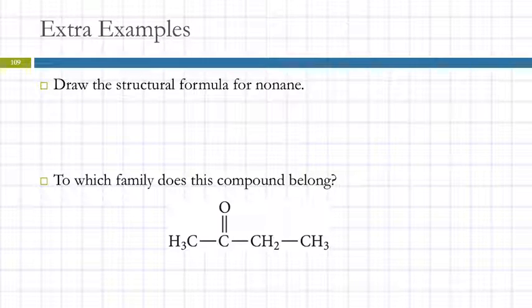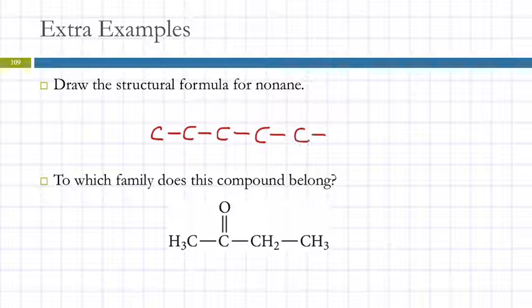Okay, so draw the structural formula for nonane. This is something that you should be able to do. What does the prefix non mean? It means 9. So this is going to have 9 carbons. So 1, 2, 3, 4, 5, 6, 7, 8, 9. That's the sort of math that's required in organic chemistry. Counting, usually you don't have to count much past 10.